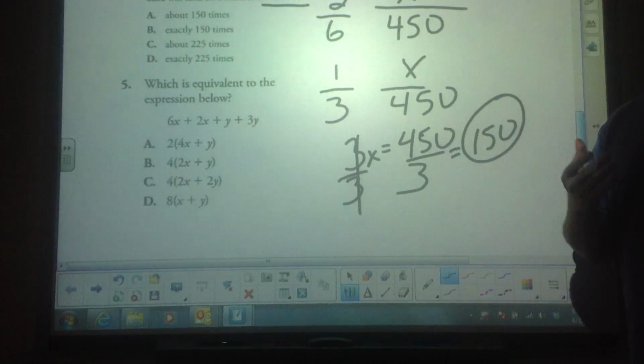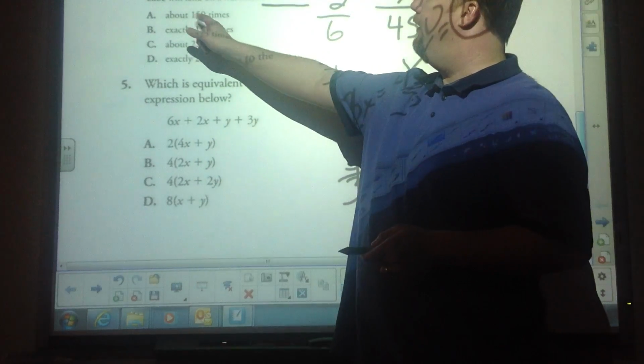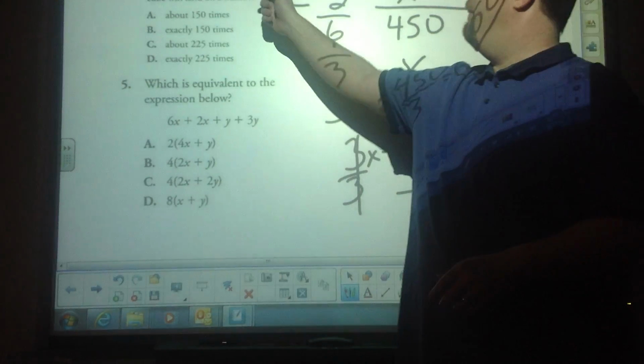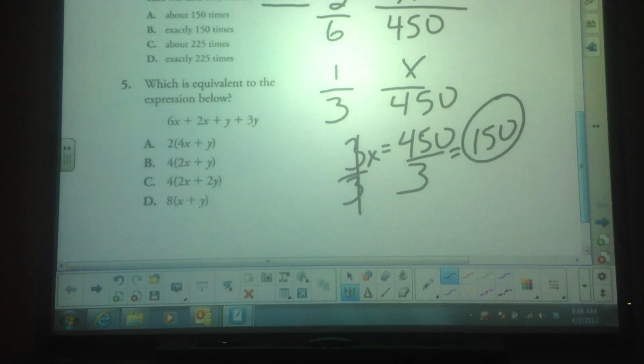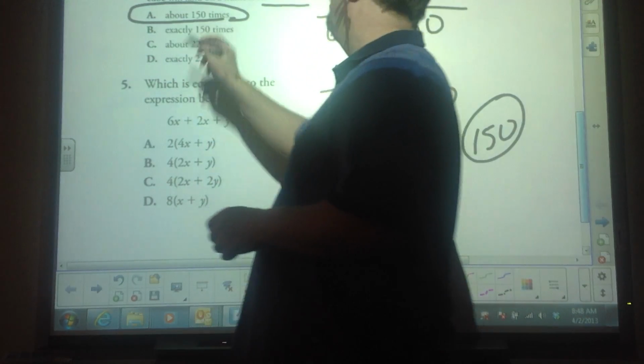Now we have a judgment call to make. We've got 150, but there are 2 150s. One says about 150. One says exactly. And it says, which is the best prediction for the number of times that the number cube will land on a number less than 3? The answer is going to be A, about 150 times.